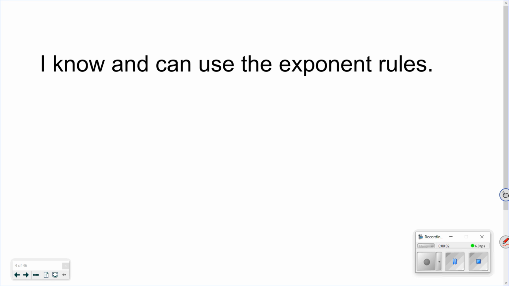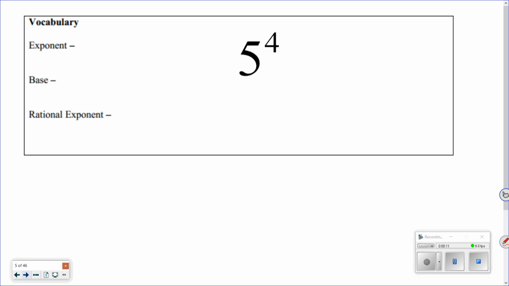All right, today we're going to go over exponent rules. So that's our learning goal: I know and can use exponent rules. We're going to try to discover some of these. So let's do a little bit of vocabulary.